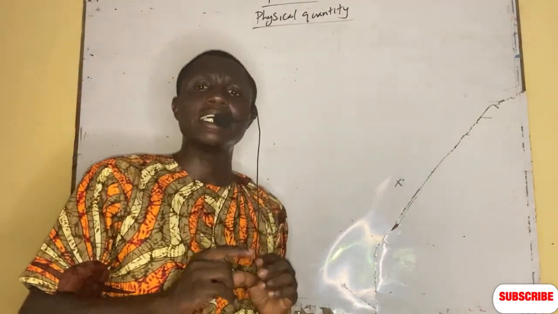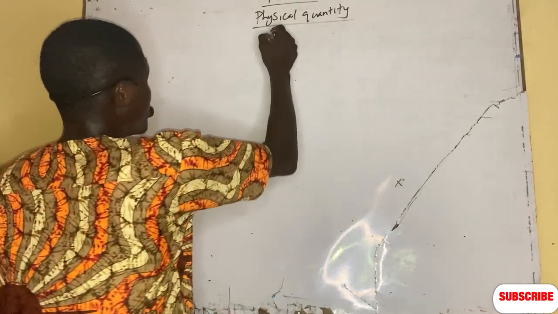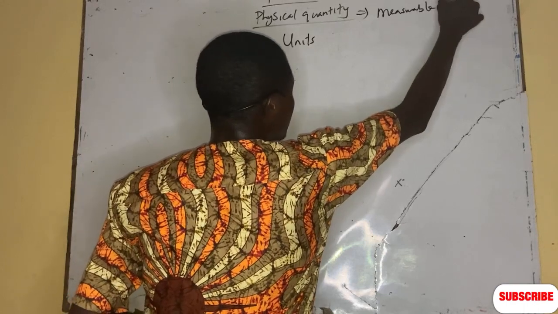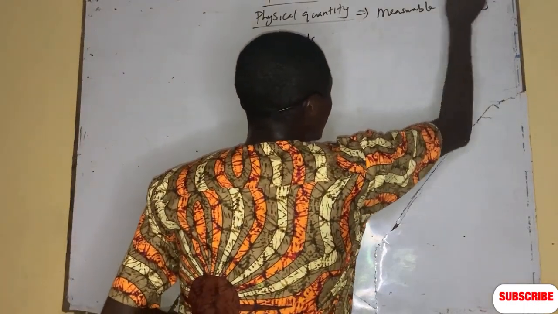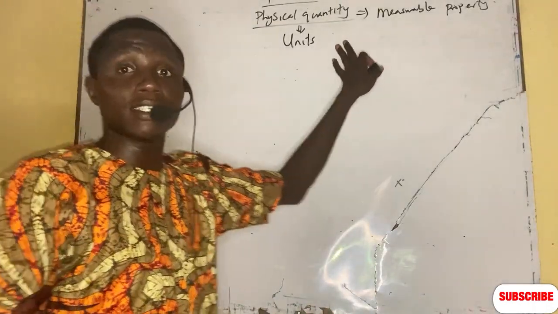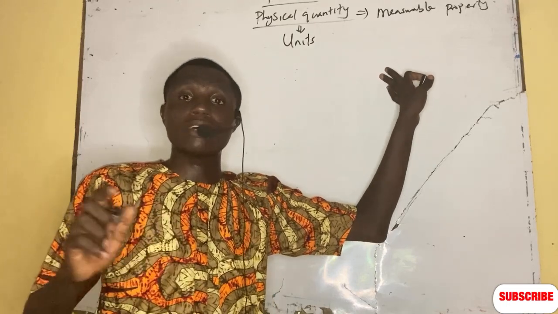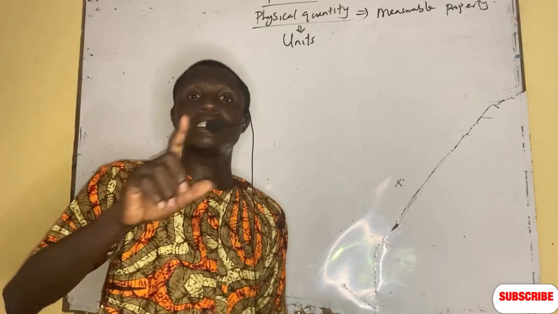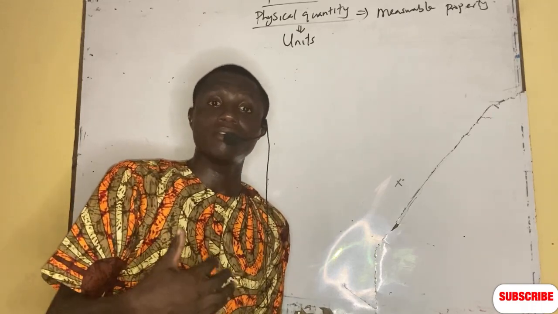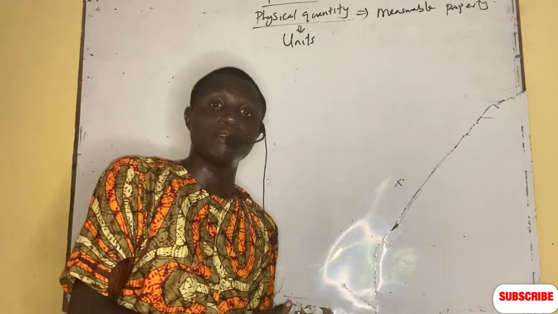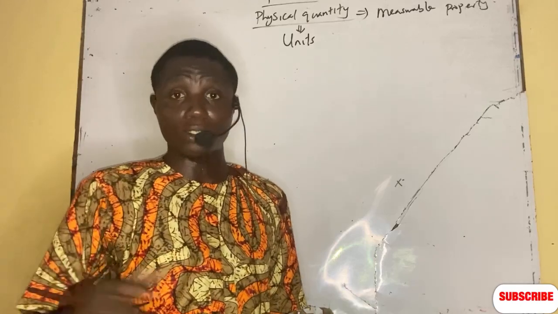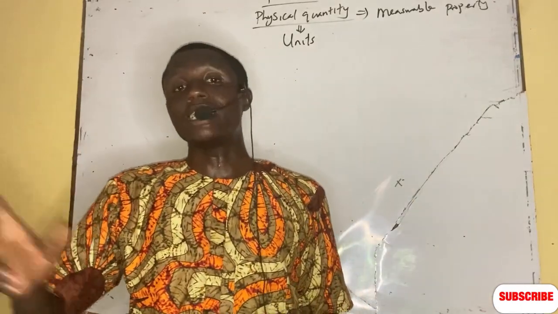Now, physical quantities are specified or identified by what we call units. For instance, if I want to measure the temperature of my body, I can measure it in Kelvin or Celsius. If I have 20 degrees Celsius, it means I'm having a body temperature of 20 degrees Celsius. If I say ordinary 20, you won't know which quantity I'm referring to. But immediately I say 20 degrees Celsius, you know I'm talking about temperature. Immediately I say 20 meters, you know I'm talking about length.